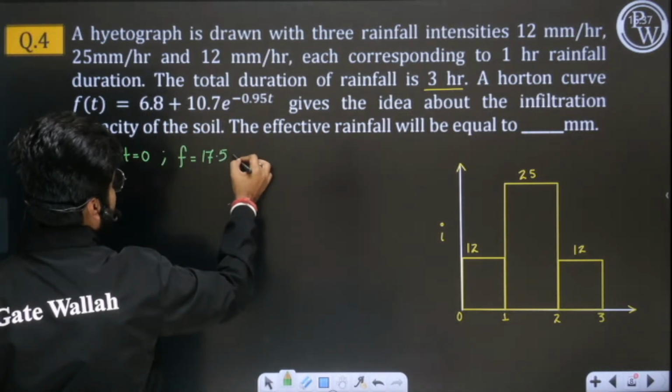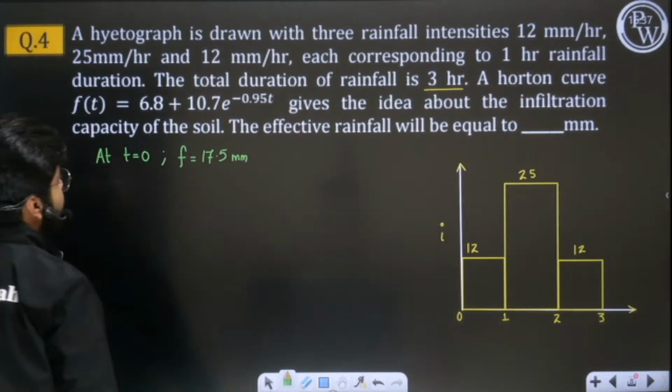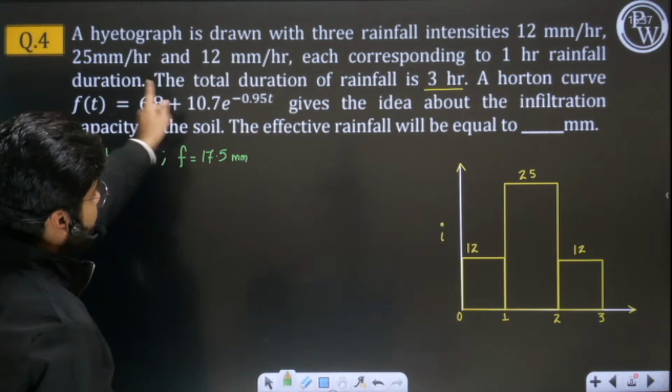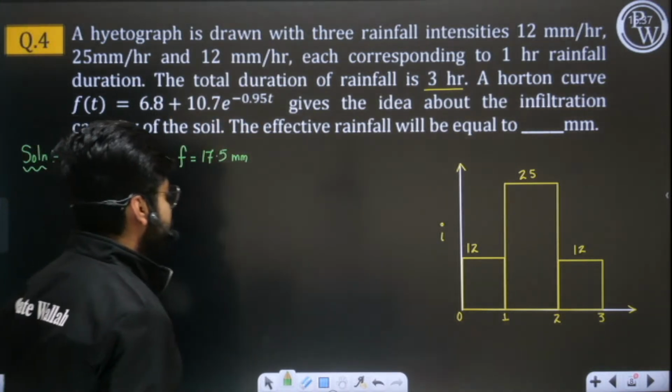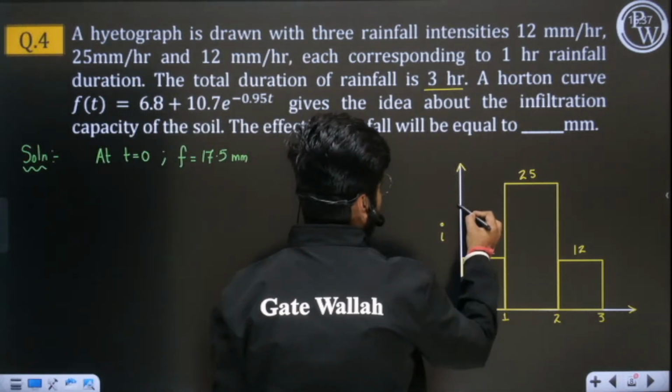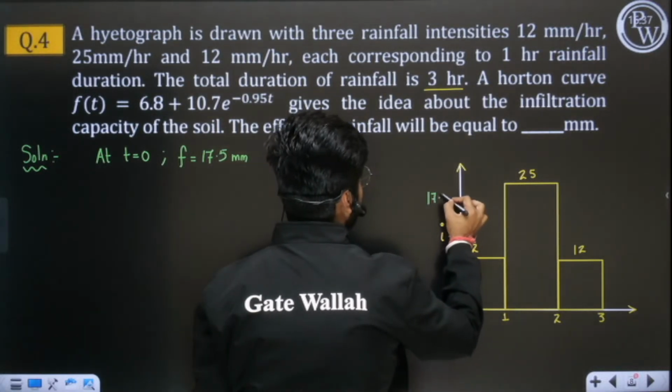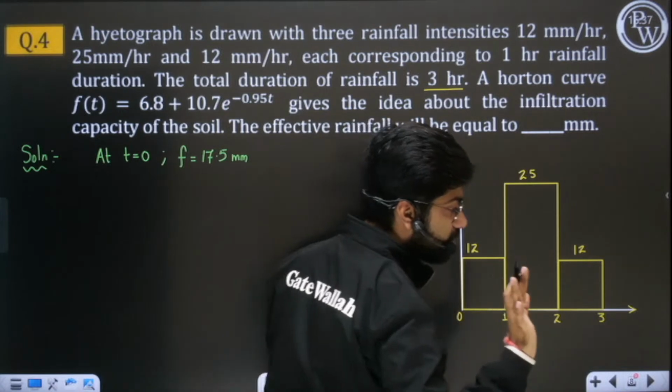And that is in mm, because in this one, infiltration capacity is in mm per hour only. So when t is 0, the value will start from 17.5. Yes or no? Very good.